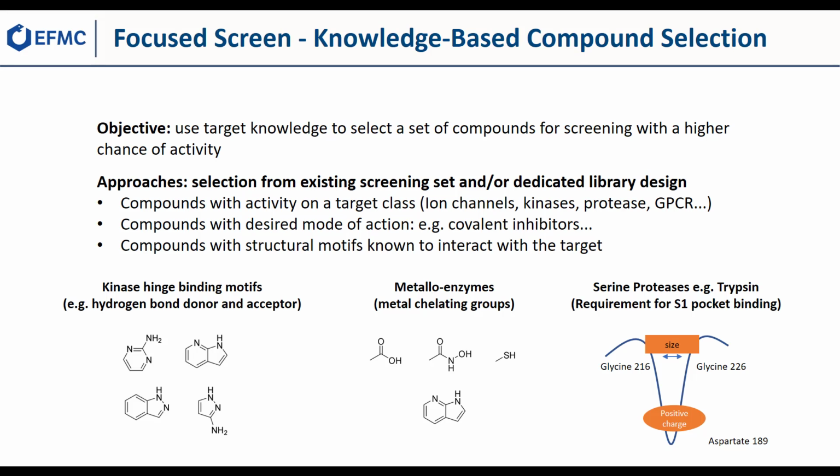So there are three examples below. On the left, you have kinase hinge binding motifs, and many of the kinase inhibitors contain one of those, and they simply have a hydrogen bond donor and acceptor. In the middle, if you're working on a metalloenzyme, then you can use compounds containing metal chelating groups such as carboxylates, hydroxamic acid, thiols, etc. The example on the right is a little bit more elaborate.